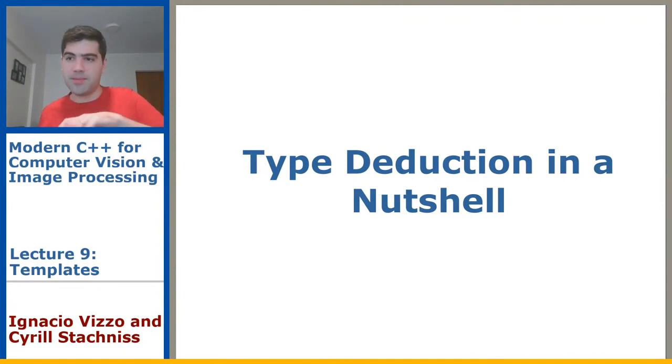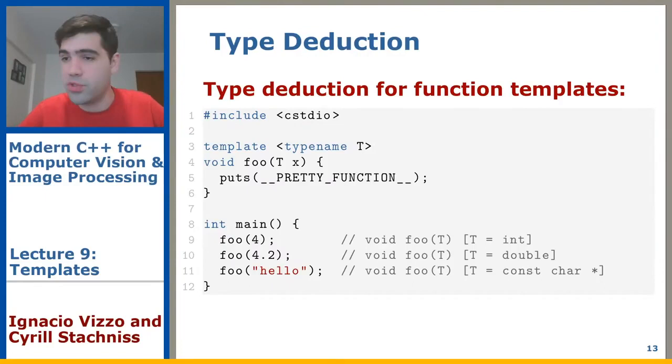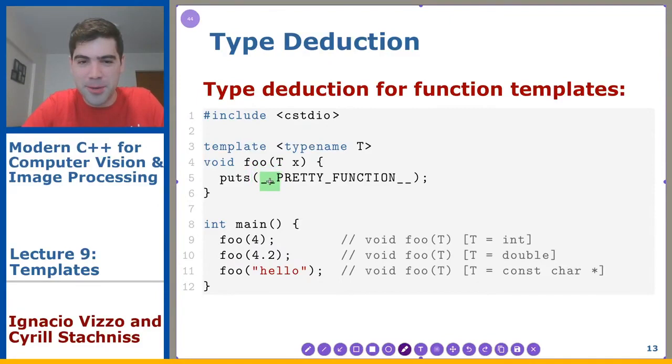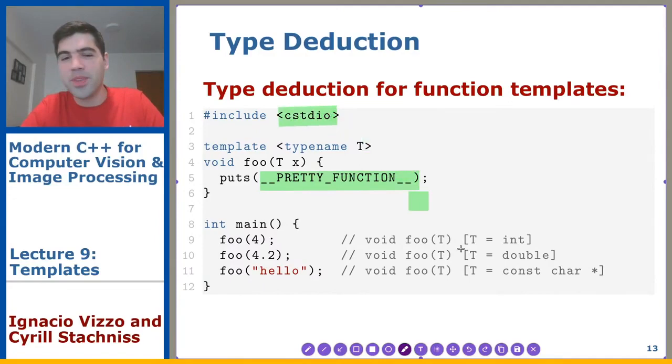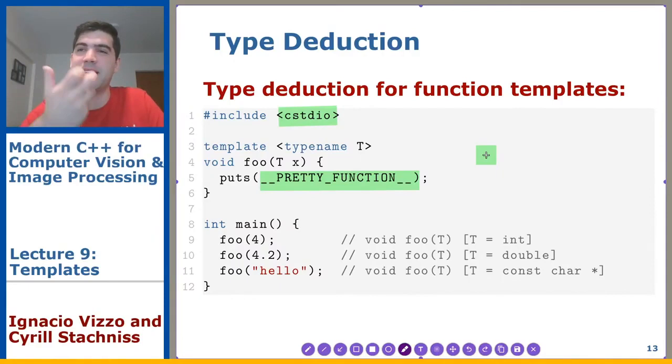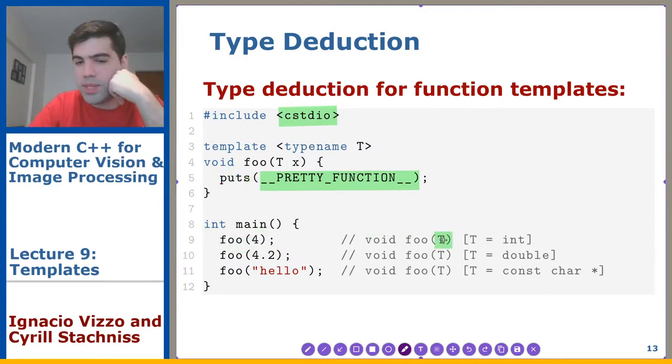So type deduction. This is a really nice example. You can try it at your place. So this is basically to replace Compiler Explorer. You will create a function called foo, and then this puts pretty function wherever. So this ugly thing is a macro, a C macro, that is defined in the C standard library, but it does its job for this example. So type deduction for function templates basically is the stuff that the compiler will do for you at compile time. So in this case we have foo, and if we call this function, it will basically print to the standard output void foo with T equals int, right? That's basically what's going to happen.